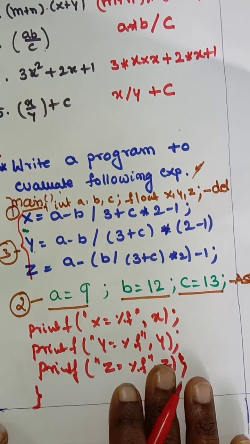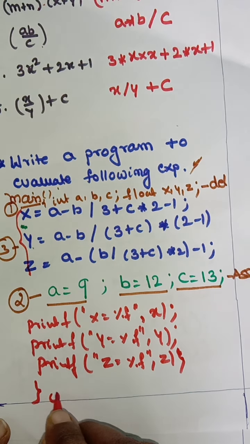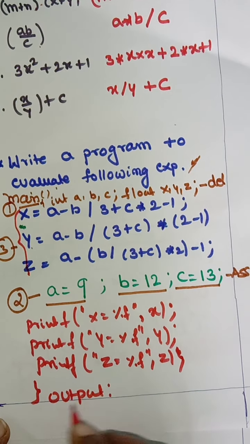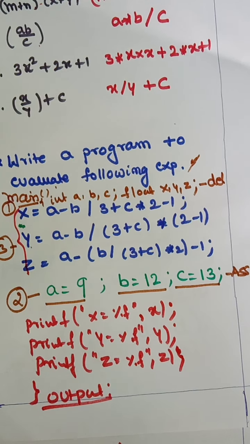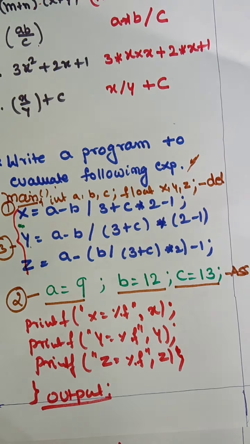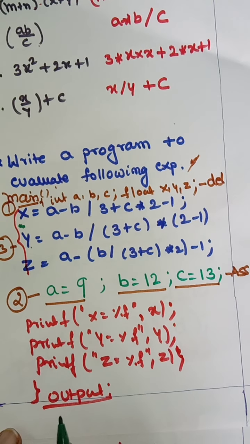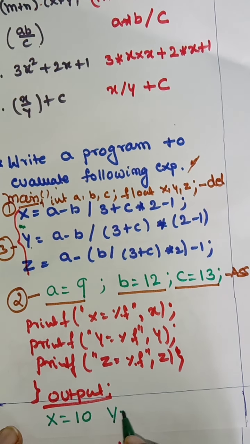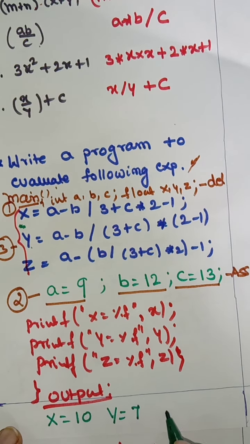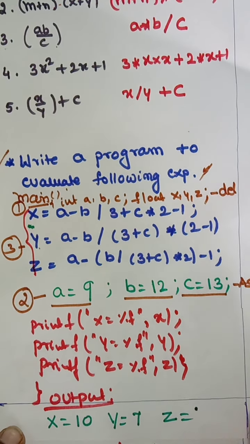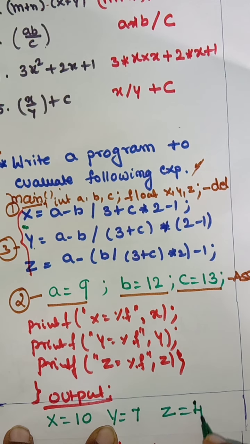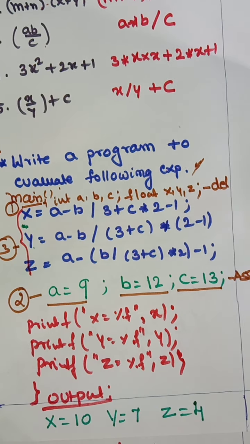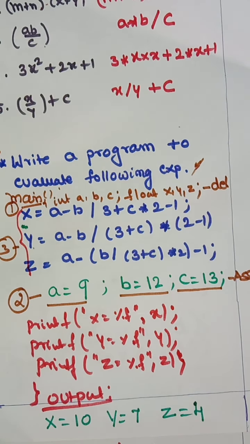So if you execute the same program, what output will you get? You are going to get the outputs for x, y and z. What is the answer it is going to print when you execute it? Your x value is equal to 10, and next y value is equal to 7, and z is equal to 4. After executing this program, you are going to get these numbers.